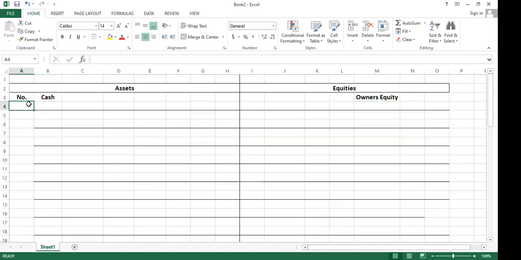Okay, shall we start? Problem number 3. A. Shahid Shah invested rupees 600,000. Cash 600,000, and owner's equity 600,000. After A, cash is 600,000 and owner's equity is 600,000.